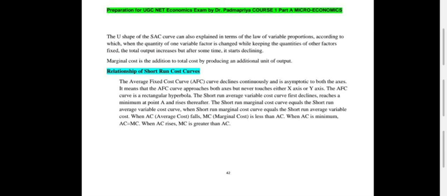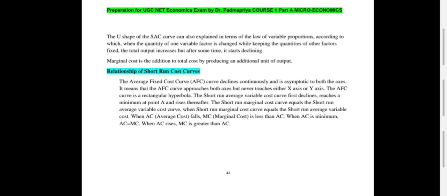What is the relationship between the various cost curves in the short run? The average fixed cost curve is asymptotic to both the axes. It declines continuously. It means the AFC is a rectangular hyperbola. The short run average variable cost curve first declines, then reaches a minimum at point A and then rises thereafter. The short run marginal cost curve equals the short run average variable cost at its minimum.